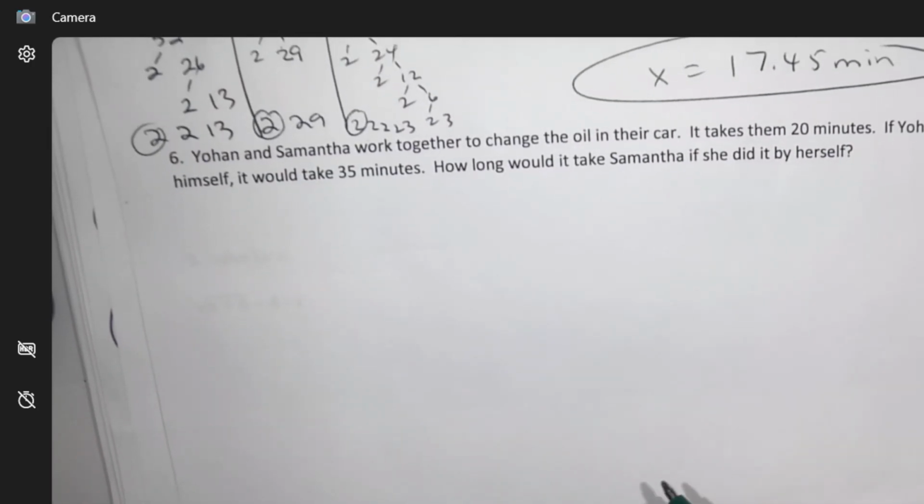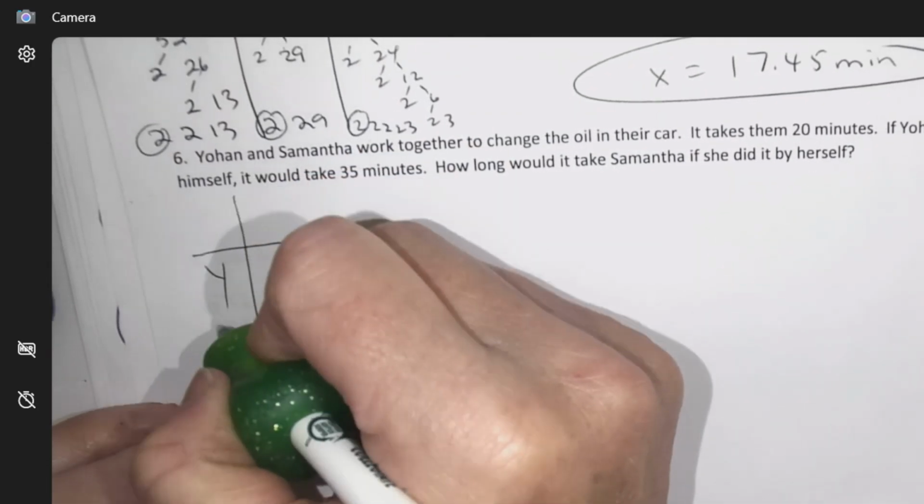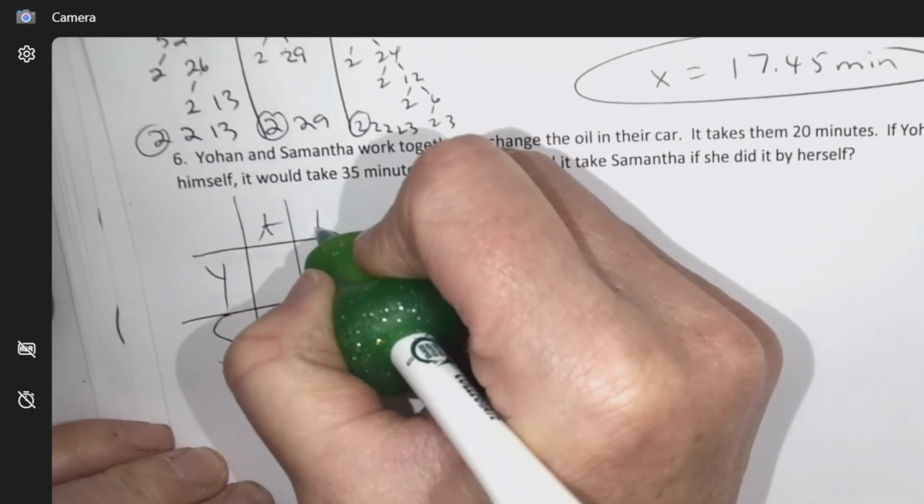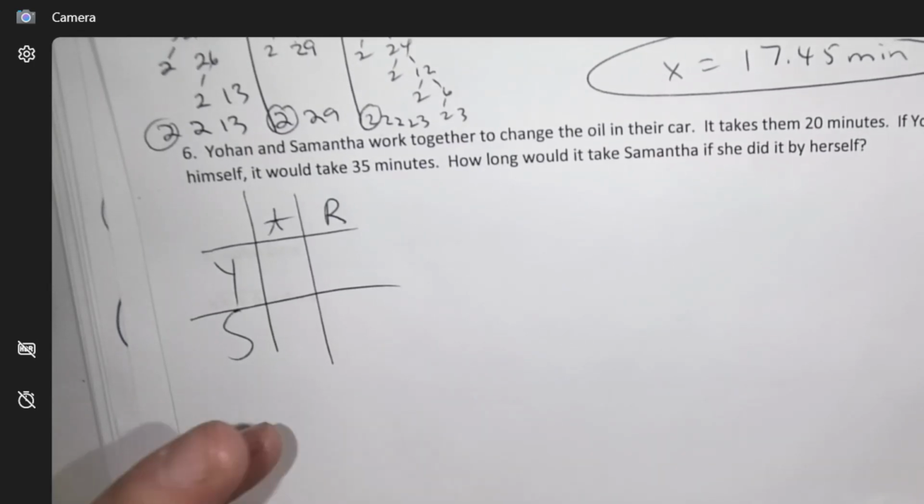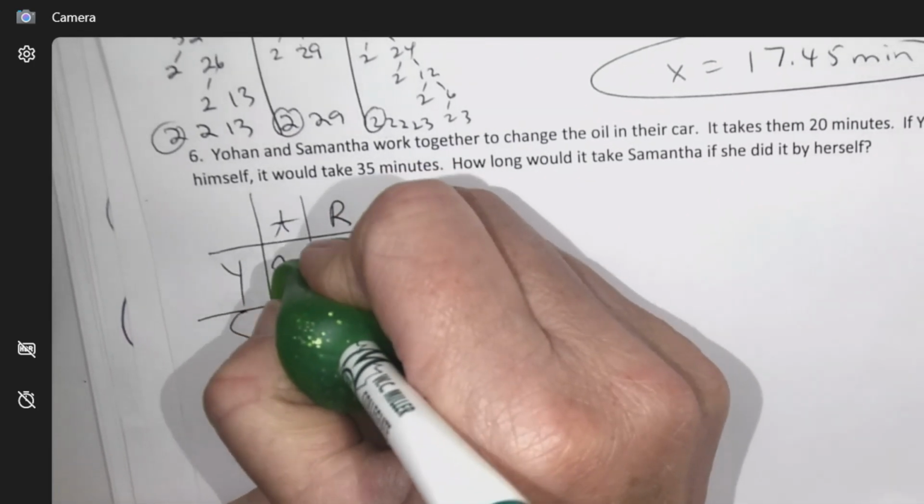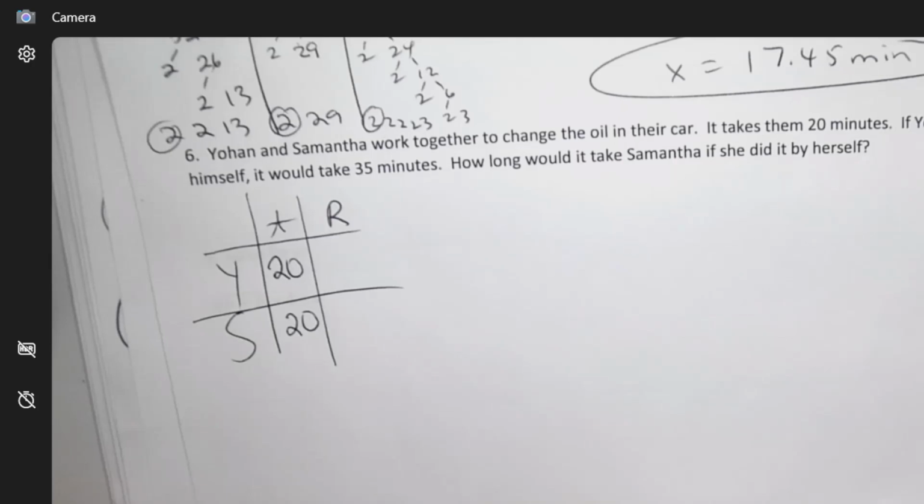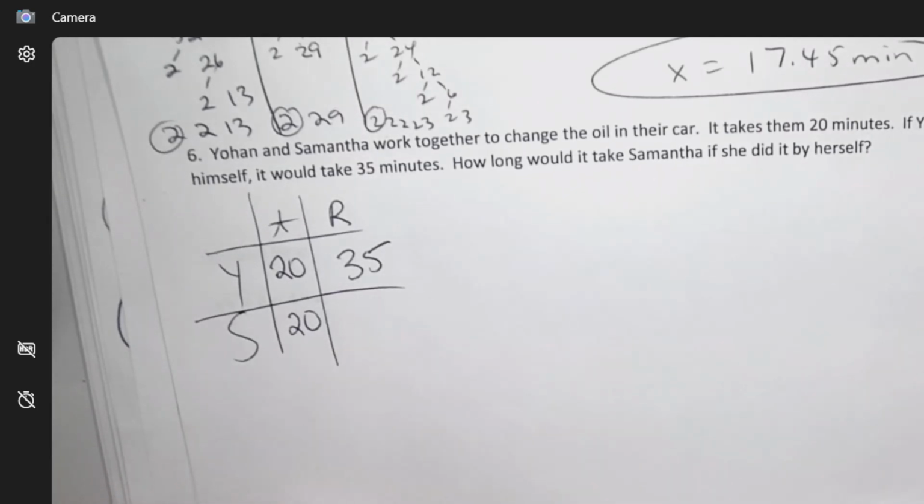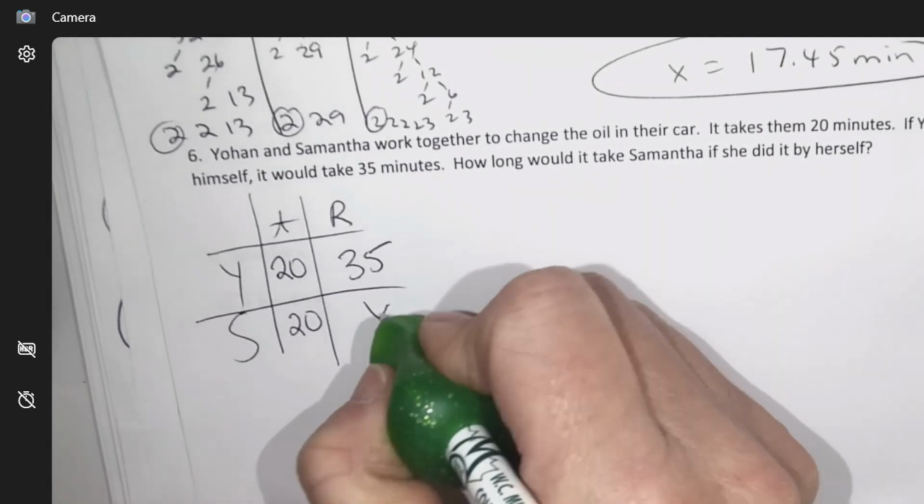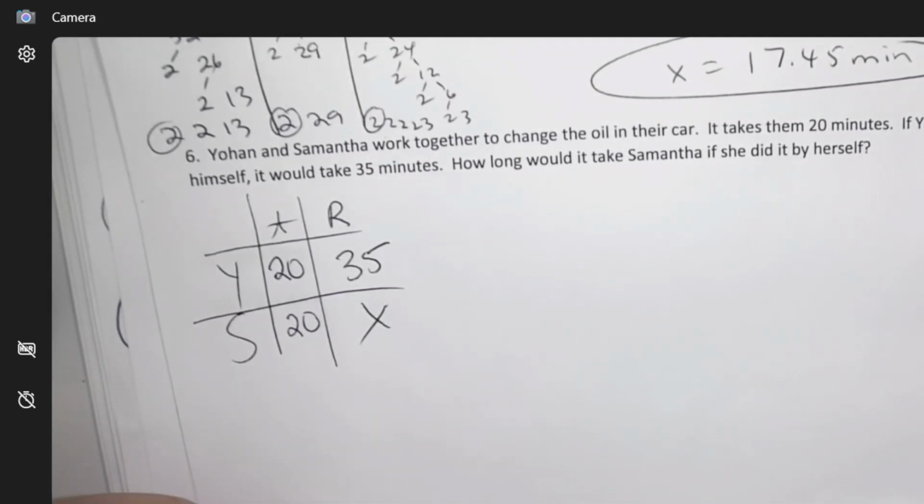Last one. Time rate stuff again. Okay, so we have Johan and Sam working together to do an oil change. It takes them 20 minutes together. So that is them with their time, the time together. If Johan did it by himself, that would take 35 minutes. How long would it take Sam by herself?